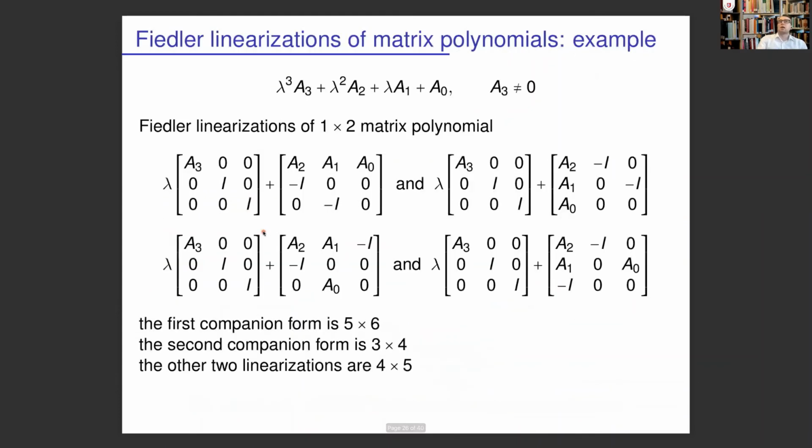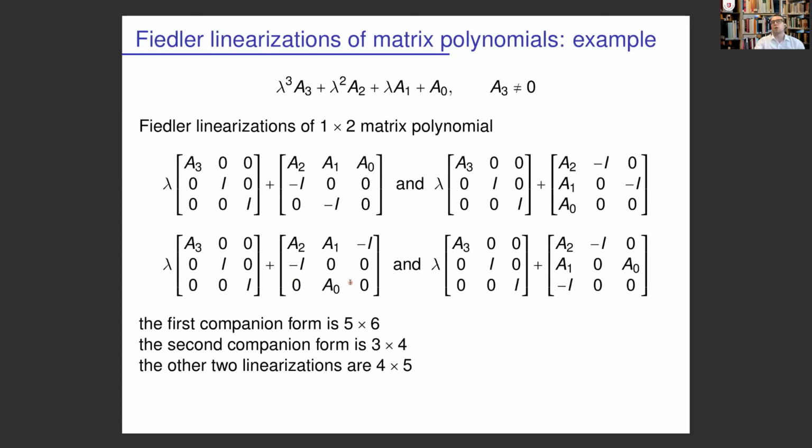Okay. First companion linearization is not the only one for matrix polynomials. Namely, there are, well, many different families, and one of the most popular ones is the Fiedler linearization family. Here are the other two representatives of this family of linearizations. You can see this one where, instead of the coefficients being in the first row, the coefficients are now in the first column. This is called the second companion form.